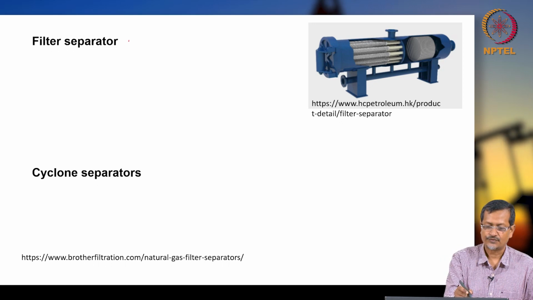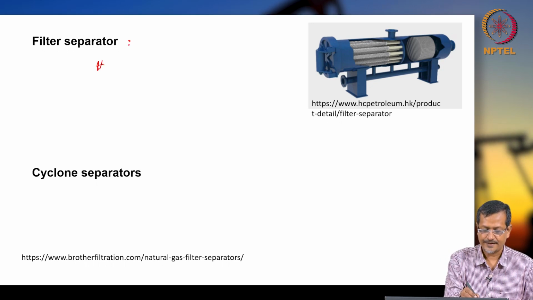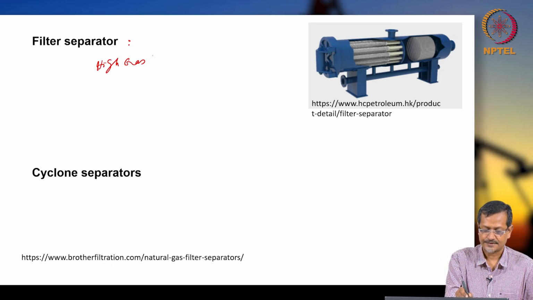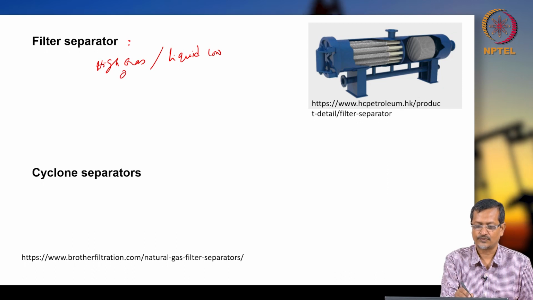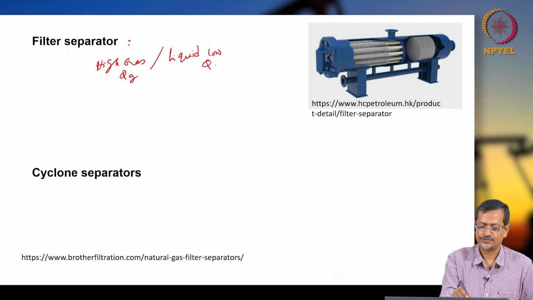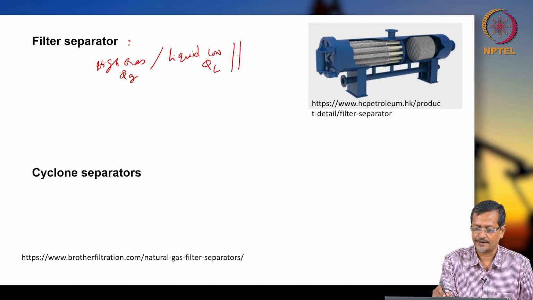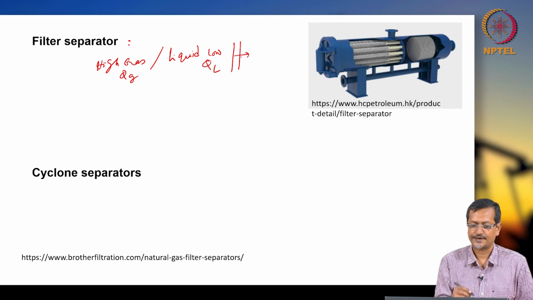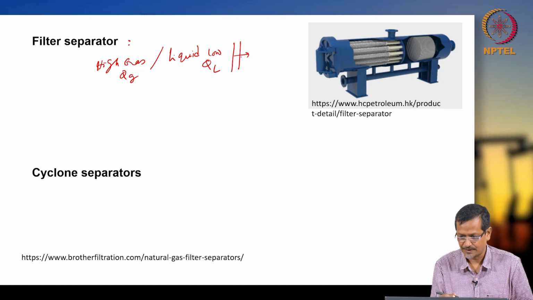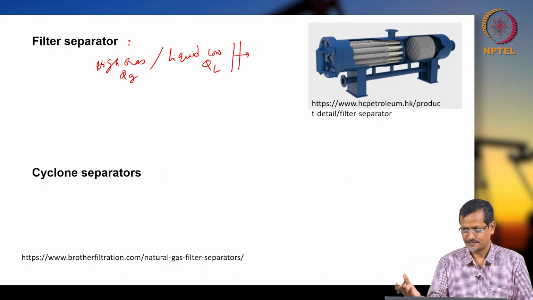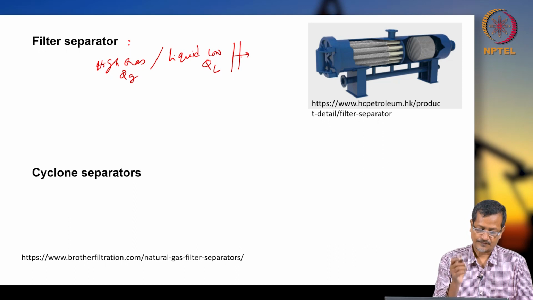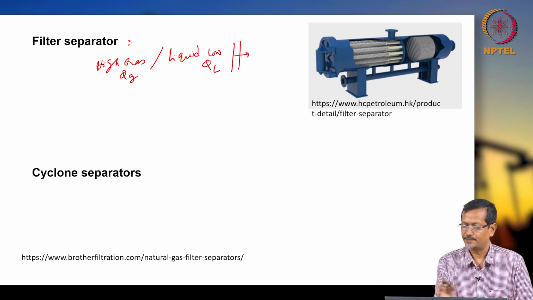Okay. So filter separation. If you have a high gas flow rate and a low liquid flow rate, in that case, you can use a filter separator to remove liquid particles and other particles from gas. Okay, either horizontal it can be, or it can be vertical.